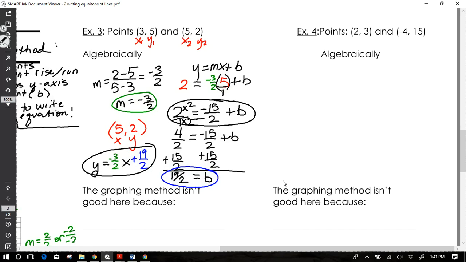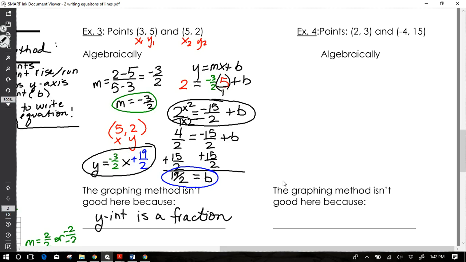Now, I didn't give you the option of trying the graphing method with this problem, and I did that on purpose because the graphing method wouldn't really be the very best way to do this. And that's because the y-intercept is a fraction. So when there are fractions involved in our equations, the graphing method isn't the best way to do it.